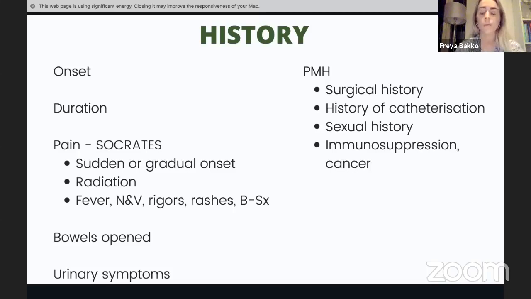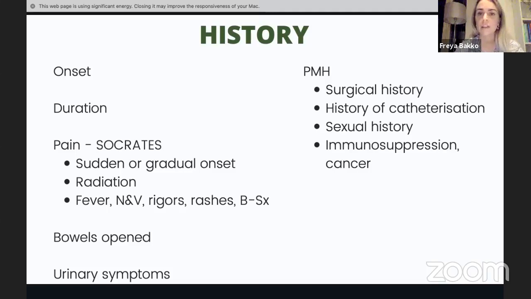Then you want to ask about pain. So is it a painless lump or a painful lump? You go through a usual SOCRATES history taking when you go through pain. So is the pain sudden? Is it severe? You can rate it out of 10. Does it radiate anywhere? So does it radiate up to the abdomen, down to the thigh, or into the scrotum?